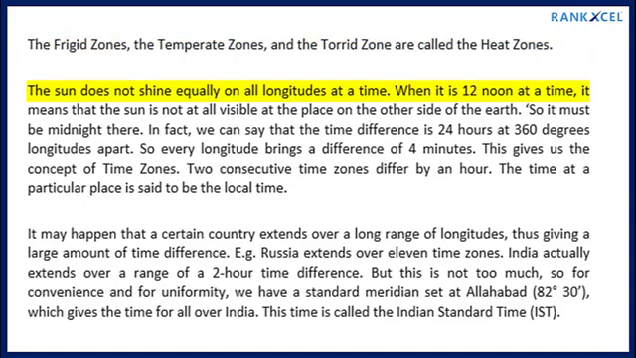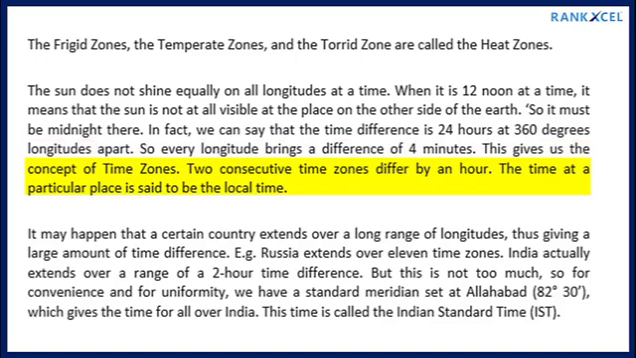The sun does not shine equally on all longitudes at a time. When it is 12 noon at a time, it means that the sun is not at all visible at the place on the other side of the Earth. So it must be midnight there. In fact, we can say that the time difference is 24 hours at 360 degrees longitudes apart. So every degree of longitude brings a difference of 4 minutes.